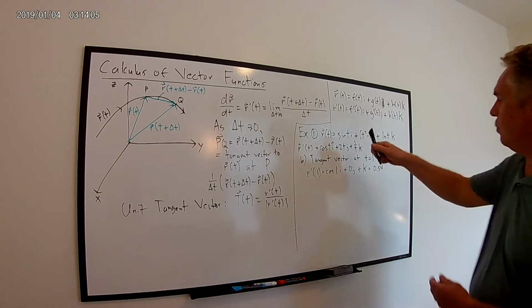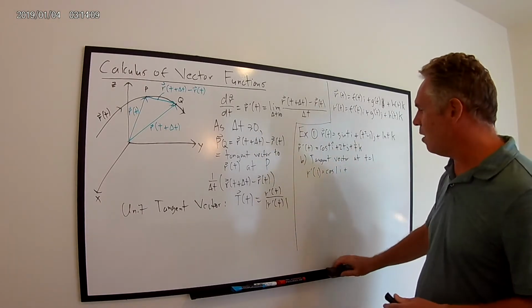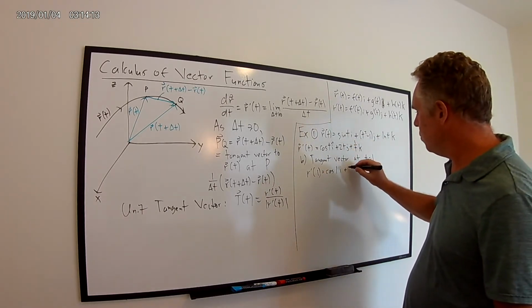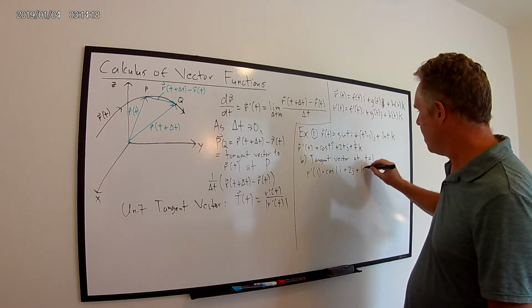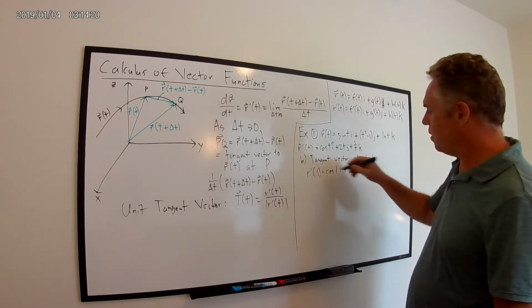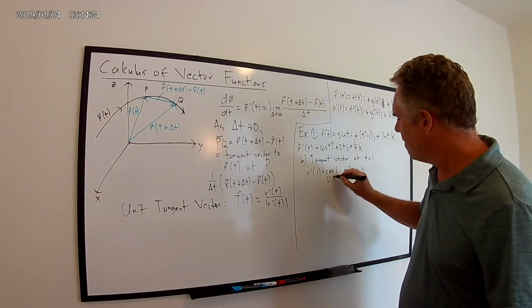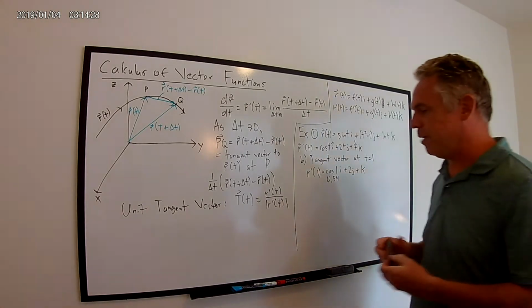Oh, what am I doing here? I know what I was doing. I was plugging t into r of t and not r prime of t. So if I plug in t equals 1, I get 2j. And then I get 1 over 1, that's k. Okay, and you can calculate cosine of 1. This is 0.54. So this is our tangent vector to the space curve at that point.